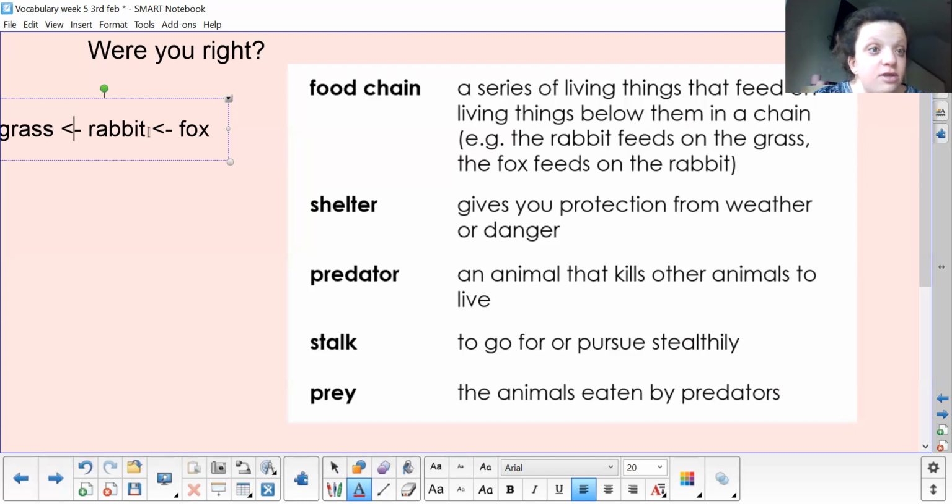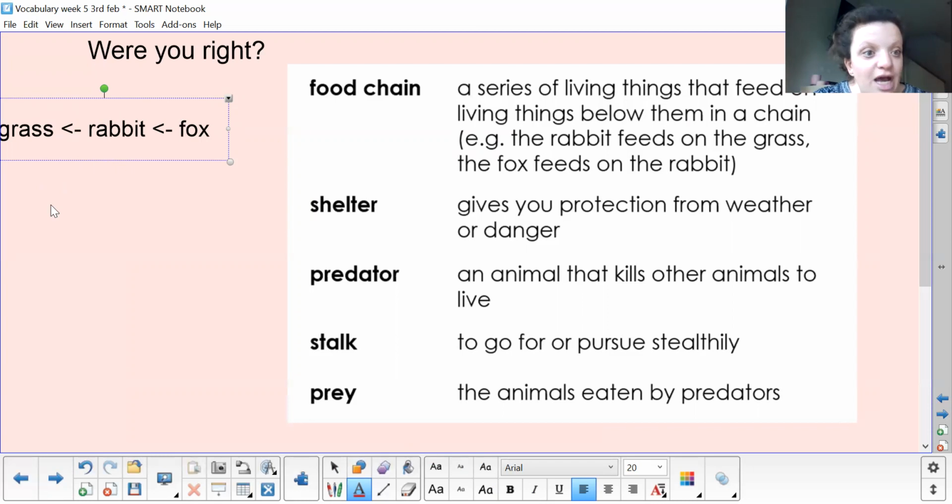And prey are the animals that are eaten by predators. So in this, the rabbit is prey for the fox. It's what the fox eats. Meanwhile, the fox is the predator. It eats the rabbit. We wouldn't say the rabbit is the predator because it eats grass, because grass isn't an animal. So the fox is the predator, it eats the rabbit, and the rabbit is its prey. It's an animal that is eaten by the predators.